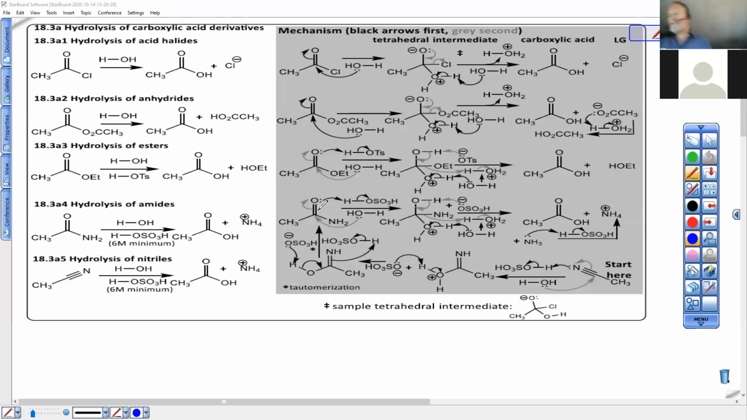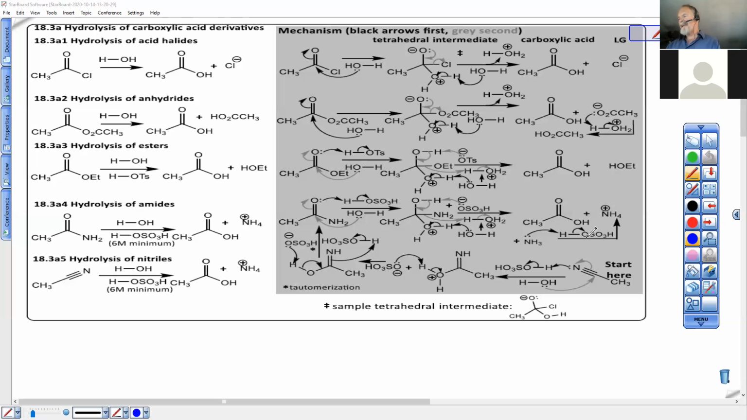Isn't that the definition of tautomerization? Moving a H and a pi. So this is a tautomerization step. We've seen many of those. It's acid catalyzed. Here's sulfuric acid. And then you have your amide after that. And there's the hydrolysis of the amide.